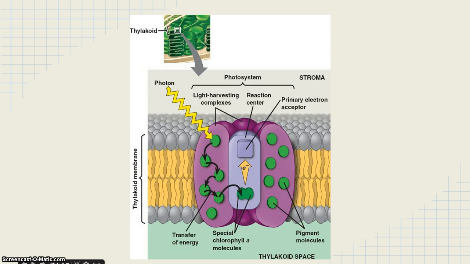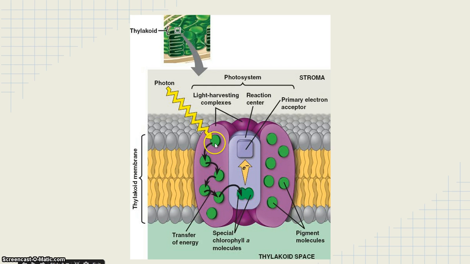We see here that we have a photon of light coming in. And that photon of light is going to be transferred through our chlorophyll A. And once it gets down to this chlorophyll A in the reaction center, we're going to boost that electron up to the primary electron acceptor.